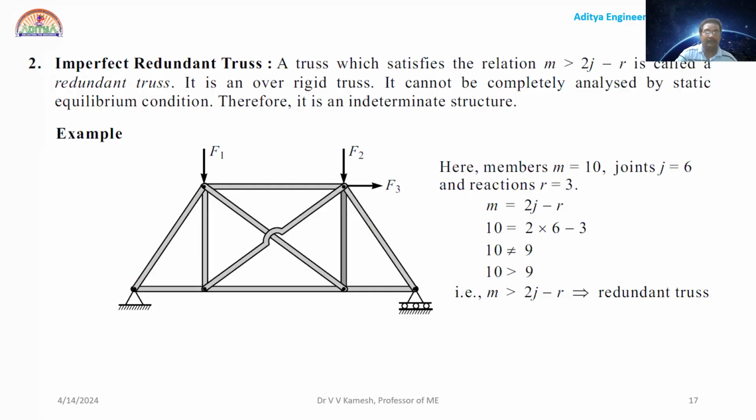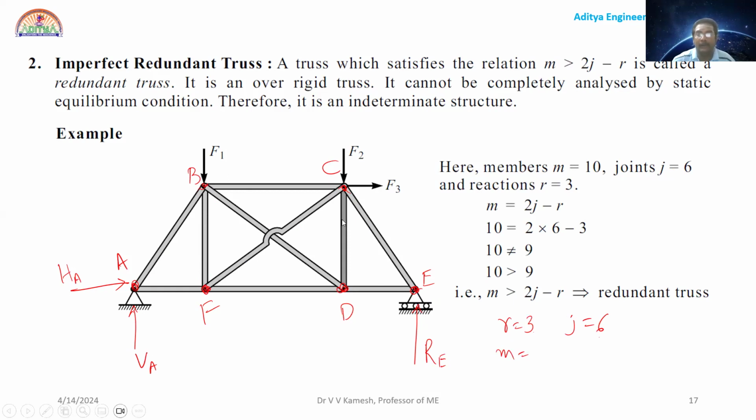Suppose it is redundant. Redundant means more than that. Now you see in this, suppose I am taking A, B, C, D, E, F. The reactions are HA and VA, and the roller reaction is RE. As usual, R is equal to 3. Joints 1, 2, 3, 4, 5, 6. So J is equal to 6.